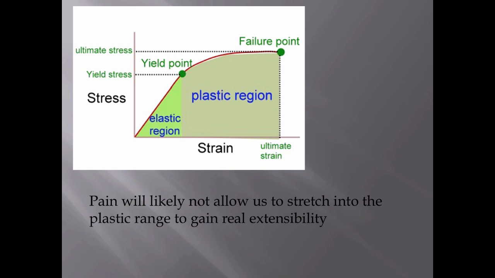At that point, you're going to get tissue failure, and that's going to result in damage to the tissue. You're either going to tear the muscle or tear the fascia. Something's going to be torn, and your athlete's not going to be happy with you at all. So we're typically not able to get into this plastic region, because pain stops us at that yield point. With repetitive stretching, you're able to change that yield point a little bit, but you're never really able to work into that plastic region where you have true gains in real extensibility.